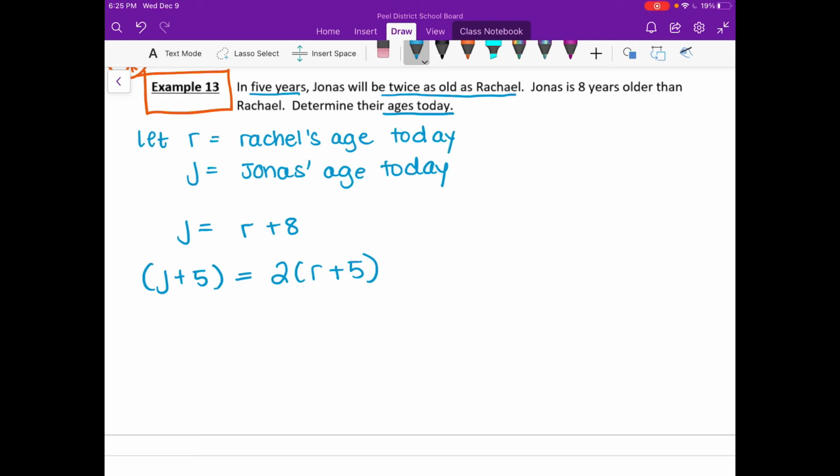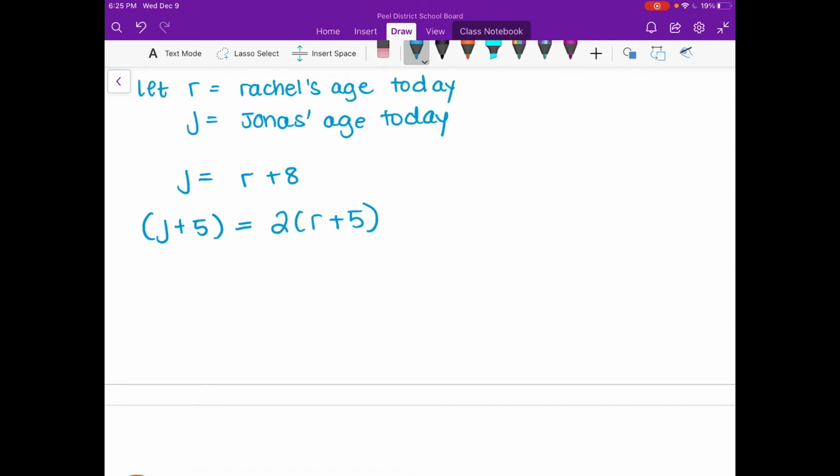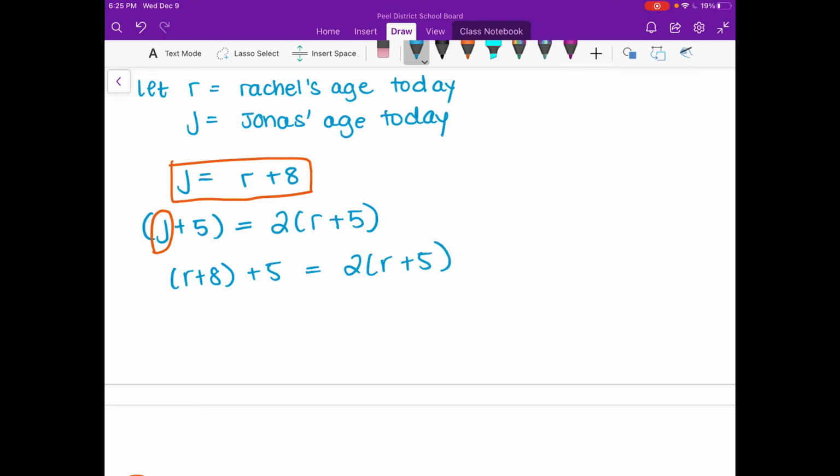Right? Now I already have my J in terms of R, so I'm just going to substitute this value for J into this J. So I'm going to go R plus 8 plus 5 is equal to 2 times R plus 5. Now everything is in terms of R, so I can just go ahead and solve. I'm going to drop the brackets on the R plus 8, and then distribute this 2 in: 2R plus 2 times 5 is 10. I'm going to collect my like terms on this side, so 8 plus 5 is 13.